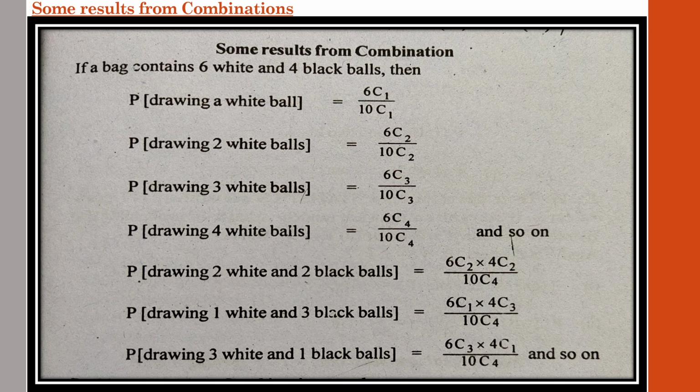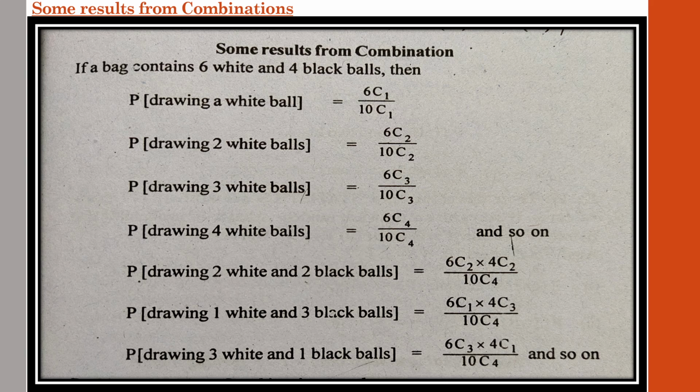So you may think that the answer is: total balls is 10, and there are 6 white balls, so 6 by 10. Your answer and assumption is correct. But when it comes to the combination rule, it has to be represented in the combination pattern method. So drawing a white ball from a bag containing white and black balls is nCr divided by nCr. That is the actual equation.